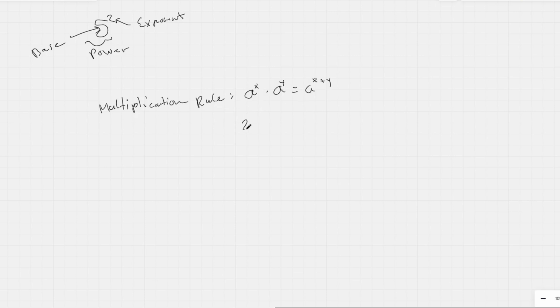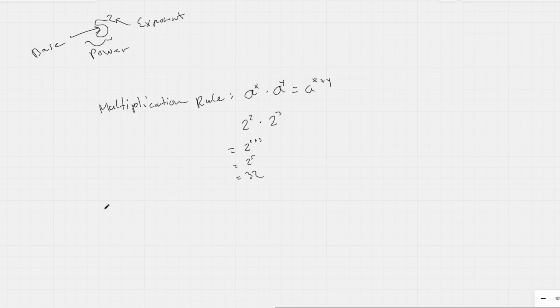So let's say I had 2 to the power of 2 times 2 to the power of 3. How can we calculate this? This is basically equal to 2 to the power of 2 plus 3, so that you're adding the exponents, right? Let me write that better for you. 2 plus 3. So it basically becomes 2 to the power of 5. And now what is 2 to the power of 5? 2 to the power of 5 is 32. So our answer to this is 32. So that's the multiplication rule.